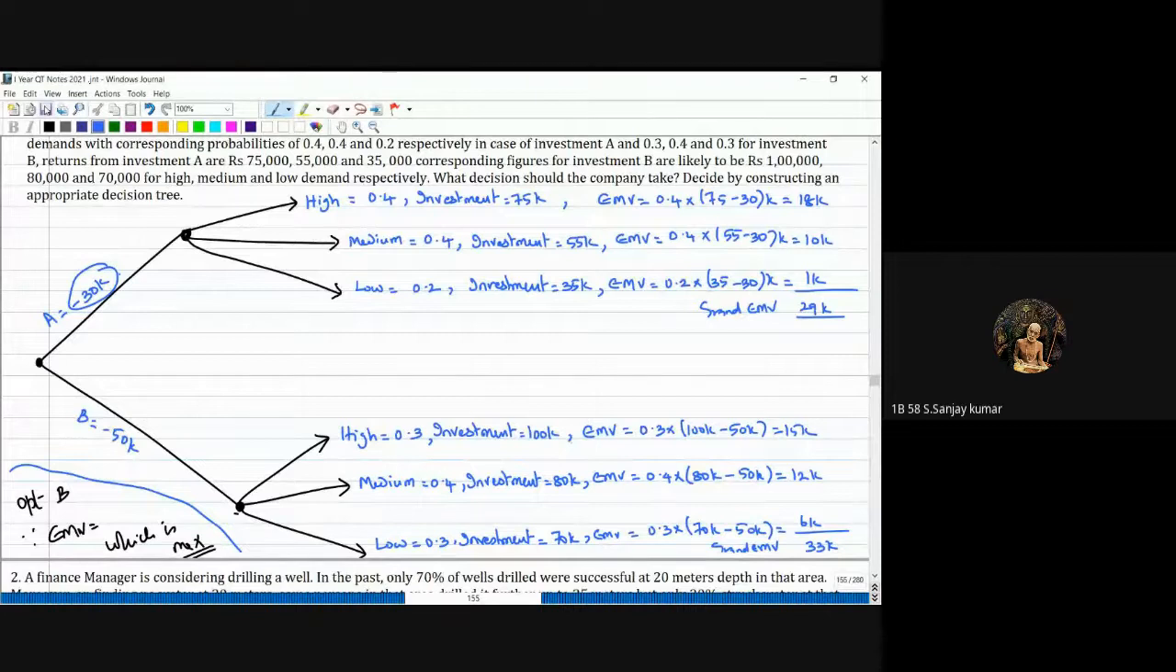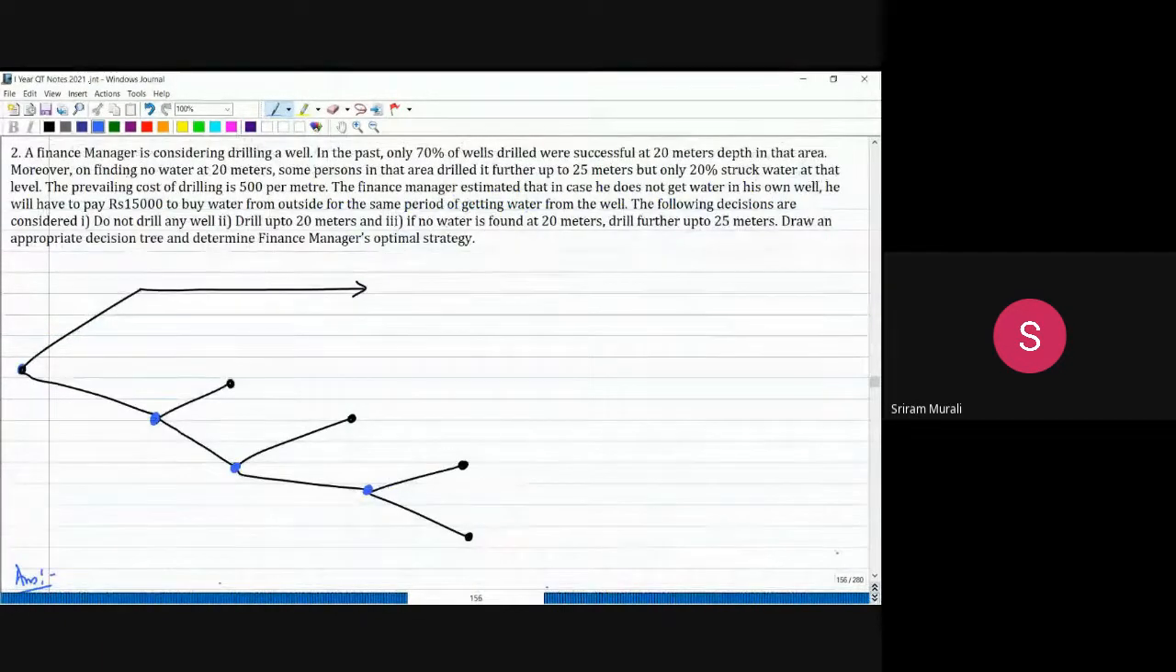Yes, sir. So the thing is, you have to construct the tree. First, read out the question. There itself, you try to split how many investments are there. In the same way, we will do this problem.